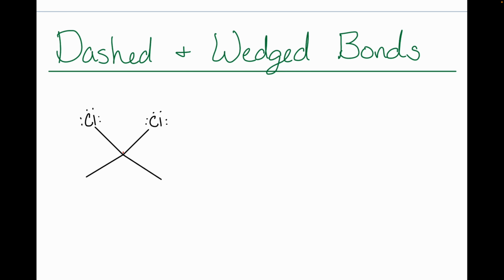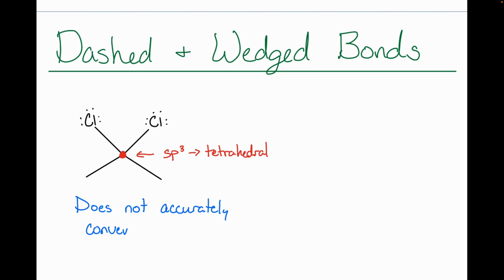All right, but as we said, this carbon in the middle right here is sp3 hybridized, which means that it's a tetrahedral. So this drawing right here is really deceiving. It's kind of like taking this molecule and flattening it out into 2 dimensions. All right? This drawing right here does not accurately convey the shape of that molecule.